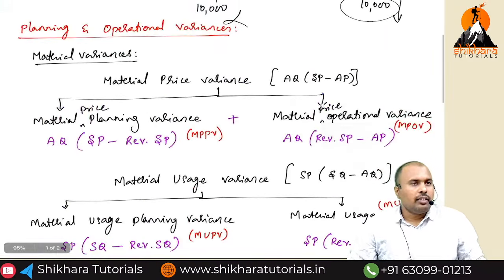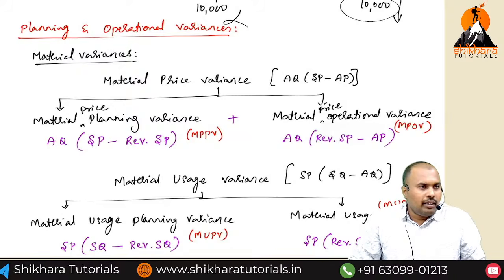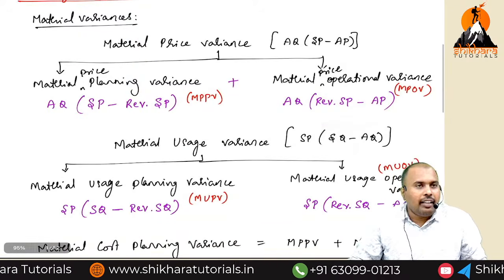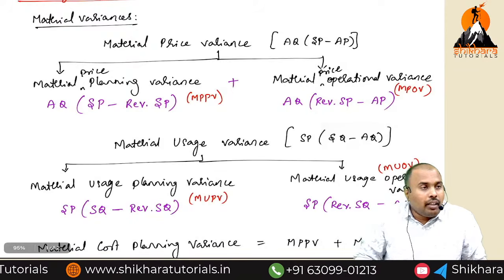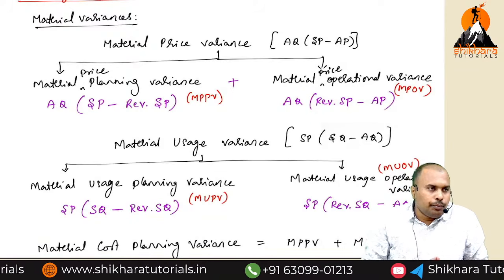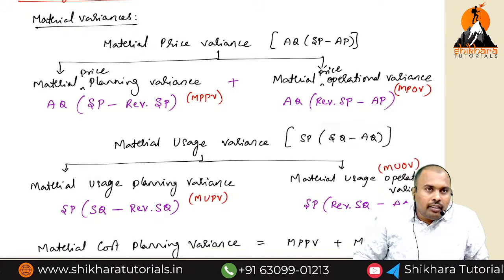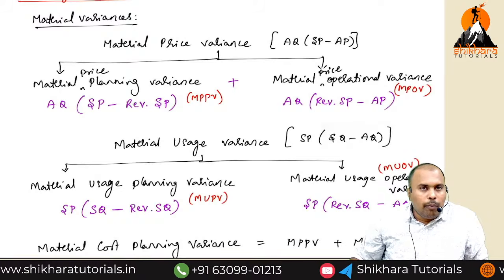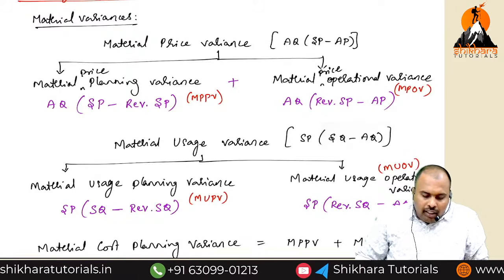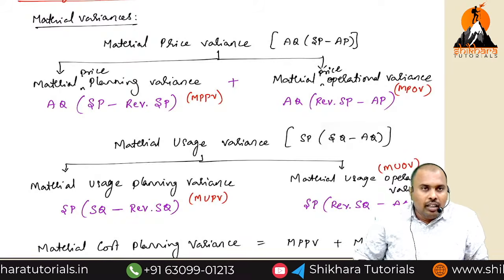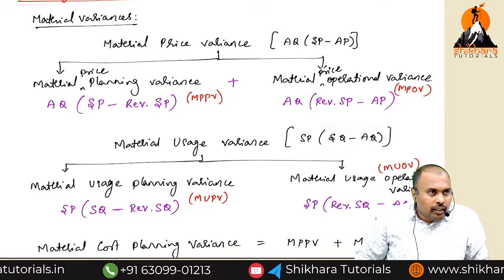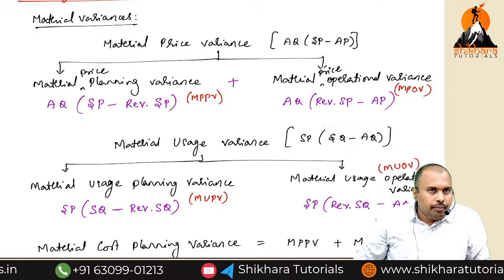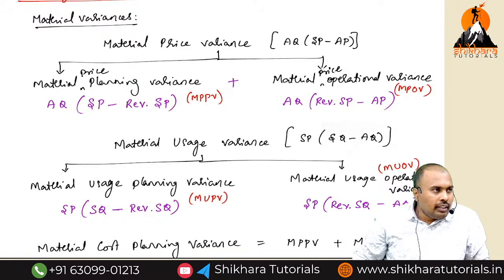Understood formulas, right? So do you want me to write formulas for labor then? Not required, right? Labor rate variance is divided into two: labor rate planning variance and labor rate operational variance. Now what should be the formula for labor rate planning variance? Actual hours into standard rate minus revised standard rate.